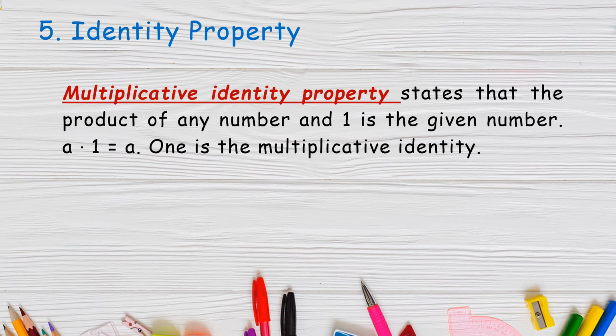Multiplicative identity property states that the product of any number and 1 is the given number. A times 1 is equal to A. 1 is the multiplicative identity.